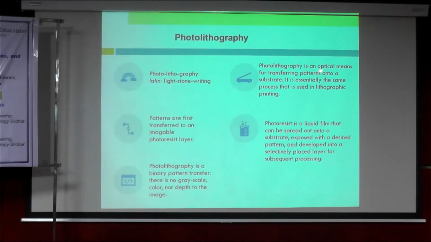And photolithography is an optical means for transferring pattern onto a substrate. It is essentially the same process that is used in lithographic printing. So photoresist, as mentioned before, is a liquid film that can be spread out onto a substrate, exposed with a desired pattern, and developed into a selectively placed layer for the subsequent processing. So it's a polymer material which is sensitive to light.